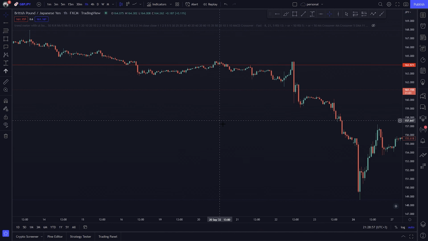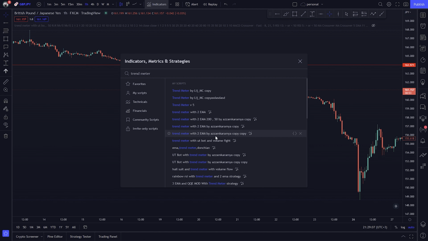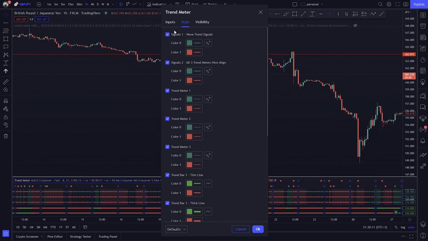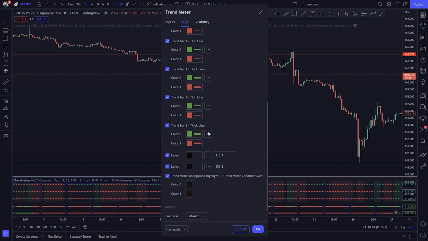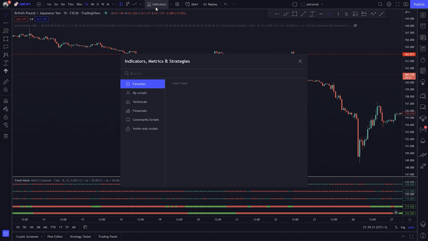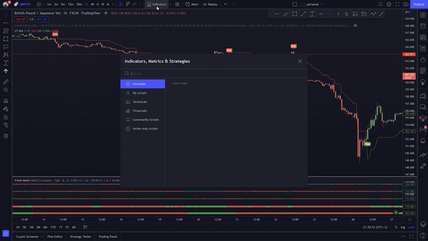This strategy includes 3 free TradingView indicators. Now let's go ahead and add them to our chart. Trend meter. UT bot. Volume fight.